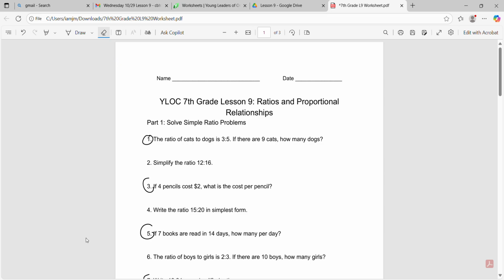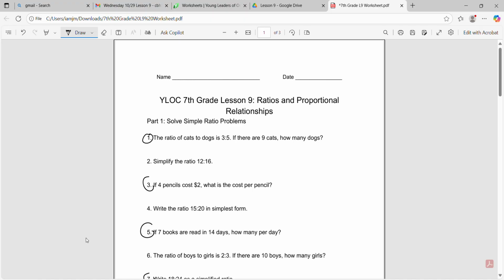Hi guys, today we're on lesson 9, ratios and proportional relationships. So I've already circled the problems that we'll go through, so let's start right away.